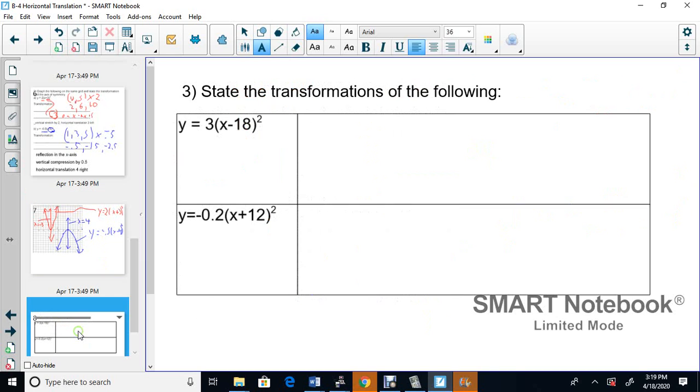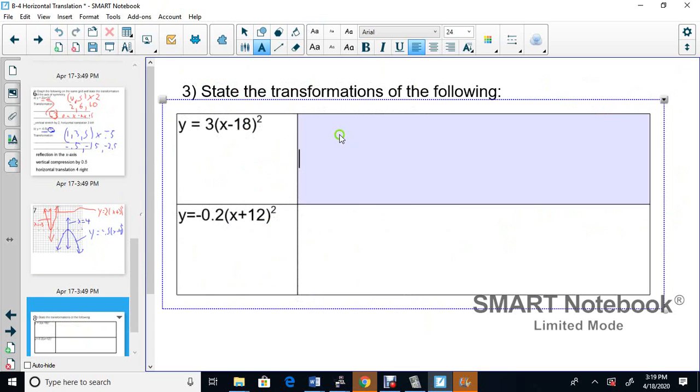Okay, finally, we're going to fill in this table. So you don't have to graph it to state the transformation. I can just look at it. So if I look at this, I look at the number in the front. It's not negative, so it's not a reflection. So the 3 tells me it's a vertical stretch by 3. The negative 18, well, it'll go to the right. When it's negative, it goes to the right. So there'll be a horizontal translation right, or 18 right. Not 19, 18 right. Okay, they can go on separate lines here.